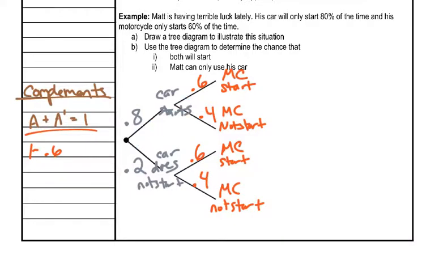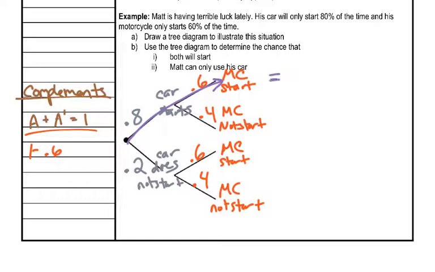So really what we're saying is we're breaking down all the possibilities. The car starts and the motorcycle starts. The car starts and the motorcycle does not. Car doesn't, motorcycle does. Car doesn't, motorcycle doesn't. The point of this is that the probability of both things happening, so of following this one path here, you're going to multiply those decimals.